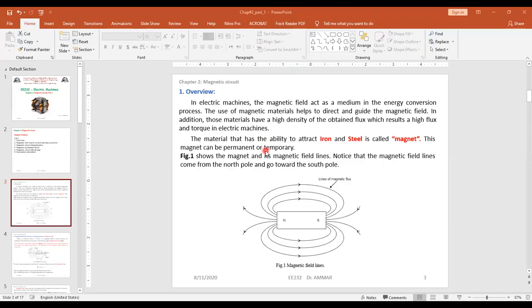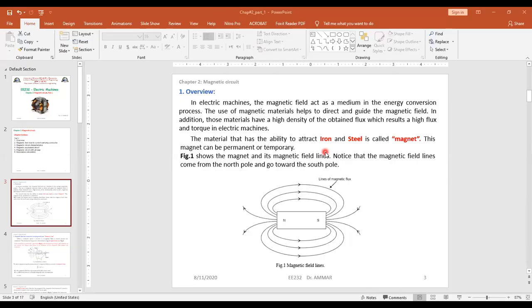What is the importance of the magnetic field in the electric machines? We said at the beginning that electric machines are devices that convert the form of electric energy into mechanical energy, or from mechanical energy to electric energy, through a magnetic circuit. So the magnetic field here plays as a medium, يعني وسيط, that ensures the energy form conversion. From electrical energy to magnetic energy to mechanical energy, or vice versa, from mechanical energy to magnetic energy to electric form.